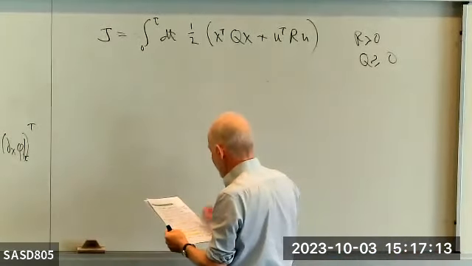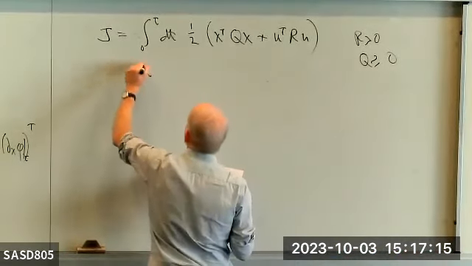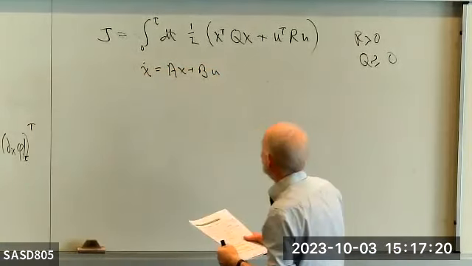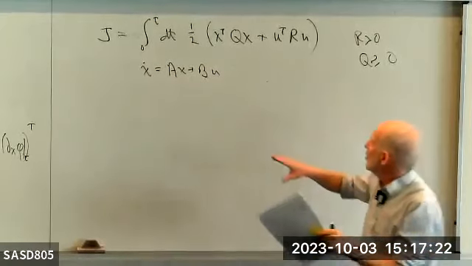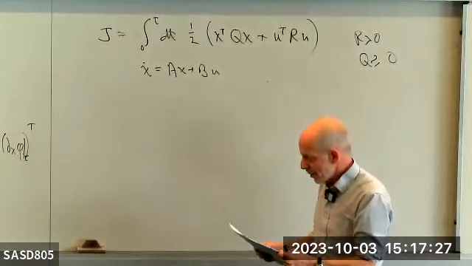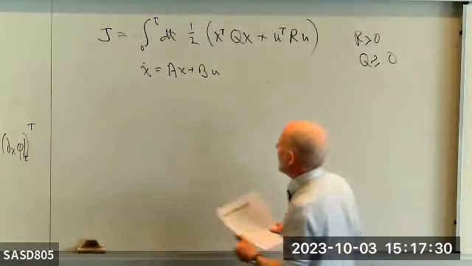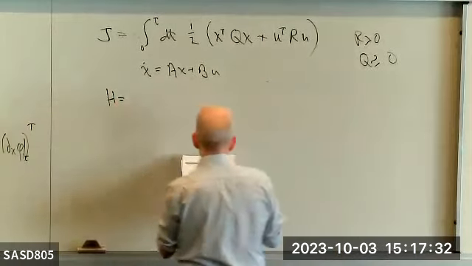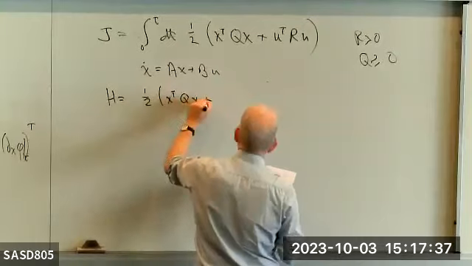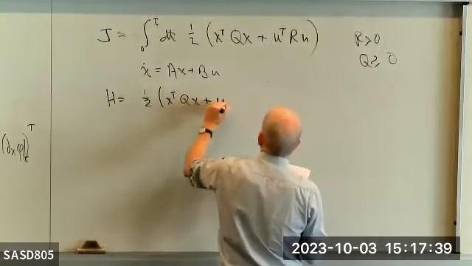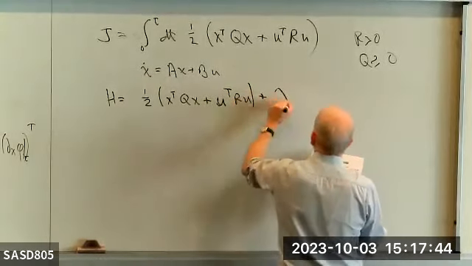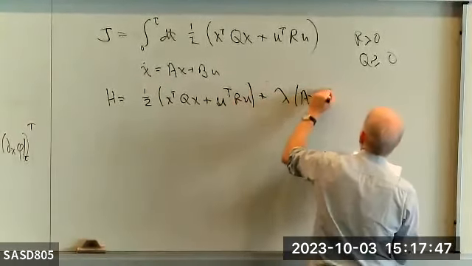We also have x dot is Ax plus Bu. We're not dealing with observation, so we're assuming that we always have access to the full state vector if we want to use feedback. And then our H, if we put it in, is just a half x transpose Qx plus u transpose Ru plus lambda transpose times Ax plus Bu.